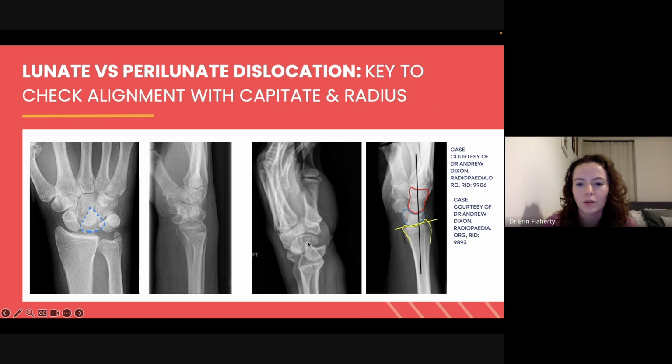Here we have a partial dislocation where there's still some contact here with the lunate. It's partially slipped forward, and again just needs to be reduced back in. So again, for these, the main thing you're looking for is reduction of the dislocation. Sometimes may need, again, open reduction and internal fixation for these.